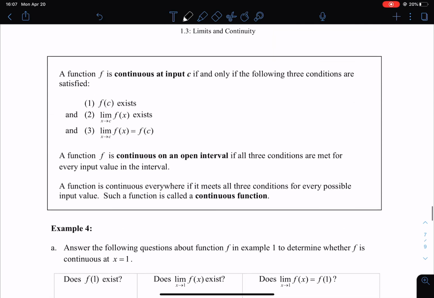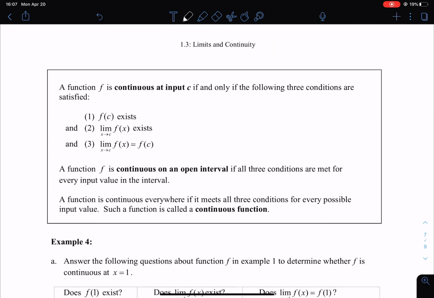Next part, for the continuous function, we say a function is continuous at a single point if and only if three conditions are satisfied. The first one, the function value must exist, so f of c exists. And the second one, the limit must exist. This just means the left side limit equals the right side limit. And the last one, because 2 shows the limit exists, we have to check the limiting value is just the function value. If all three conditions are satisfied, then we say the function is continuous at the single point c.